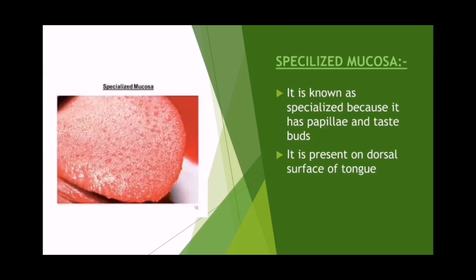And we have the specialized mucosa. It is known as special because it has papillae and taste buds. It is present on the dorsal surface of the tongue. As the name suggests, it is a specialization of the mucosa, because it has taste buds which receive taste from the oral cavity and send the sense to our brain.